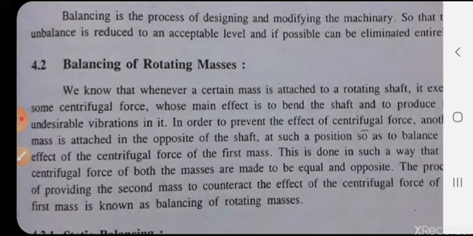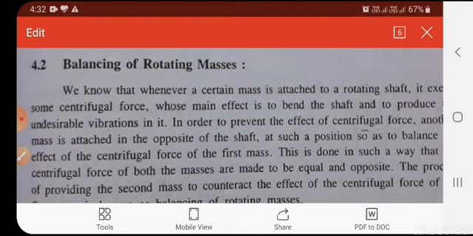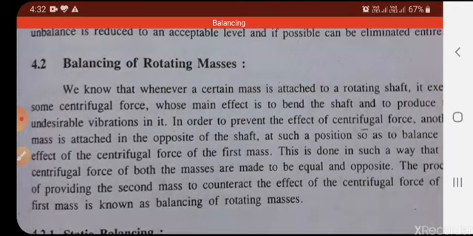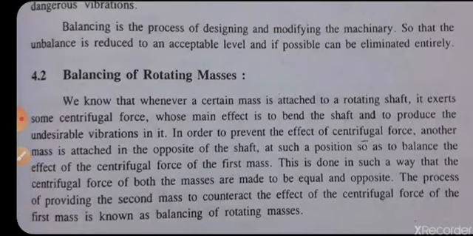Whenever a certain mass is attached to a rotating shaft, it exerts some centrifugal force whose main effect is to bend the shaft and to produce undesirable vibration in it. In order to prevent the effect of centrifugal force, another mass is attached to the opposite side of the shaft at such a position so as to balance the effect of centrifugal force of the first mass.